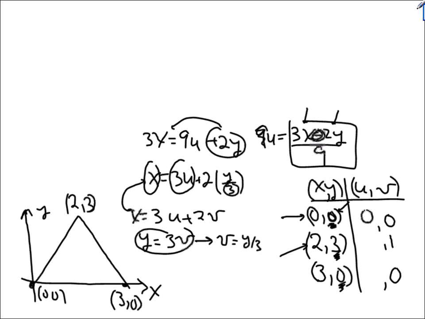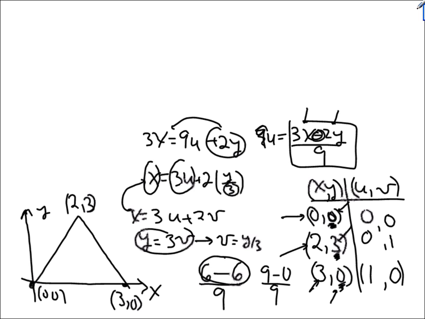If I triple x, I get 6. And if I double y, I get 6. And I subtract and divide by 9. 0 divided by 9 is 0. I triple x, I double y, and I subtract and divide by 9. That's going to give me 1.